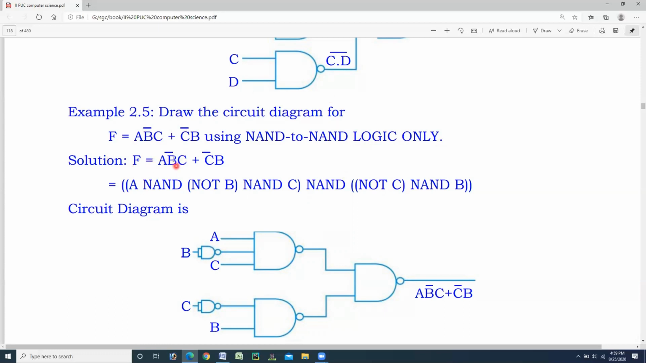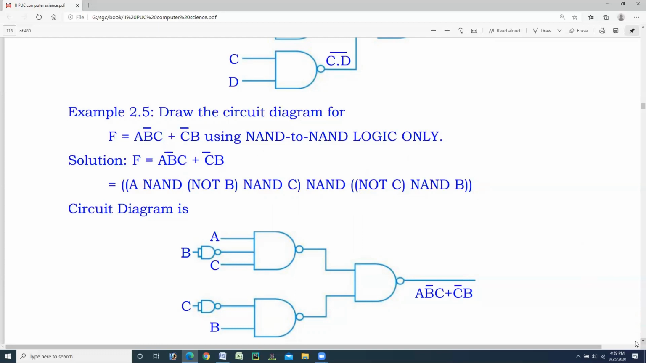F of A B complement C plus C complement B can be written, in a NAND to NAND logic circuit, as A NAND of not B, NAND C. See here, A NAND of not B, because the complement is there, not B. NAND C. This first operand is over. Then plus means NAND, and for C complement B you write not C NAND B. Once you are capable of writing this, you can easily design the circuit here.